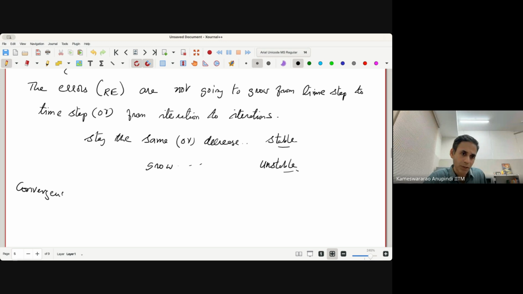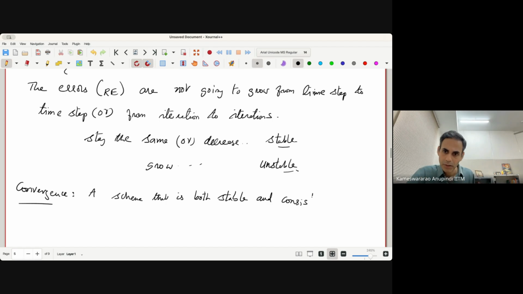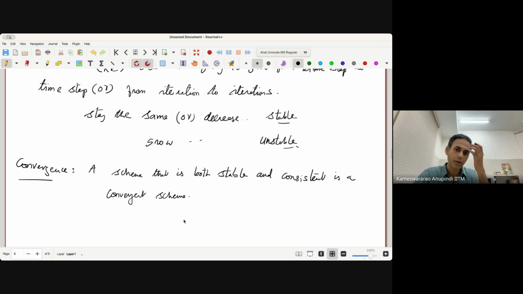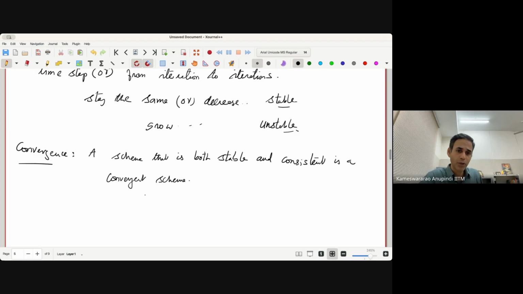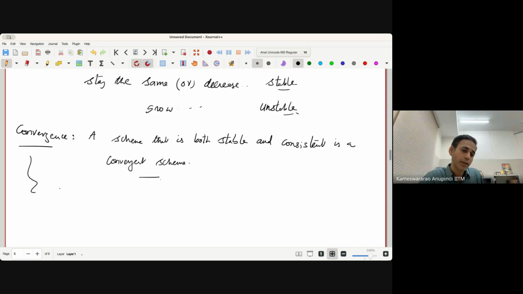So convergence: we can say that a scheme that is both stable and consistent is a convergent scheme. That means if the particular scheme we are using satisfies both the stability and consistency properties, then we can call it a convergent scheme. Of course, we want to work with convergent schemes. There is also another context in which convergence is used.